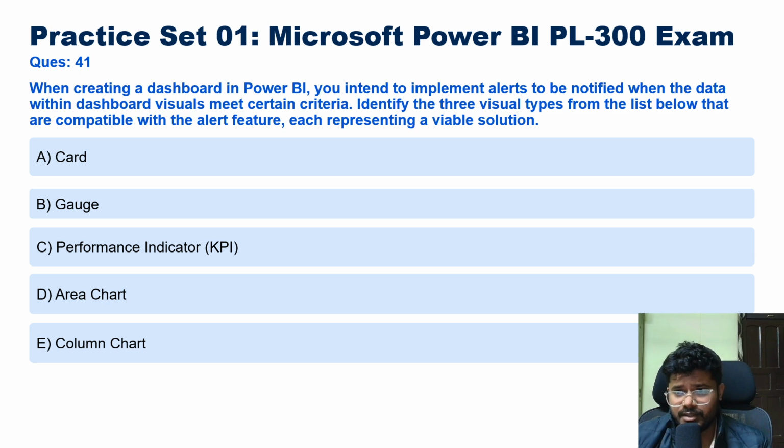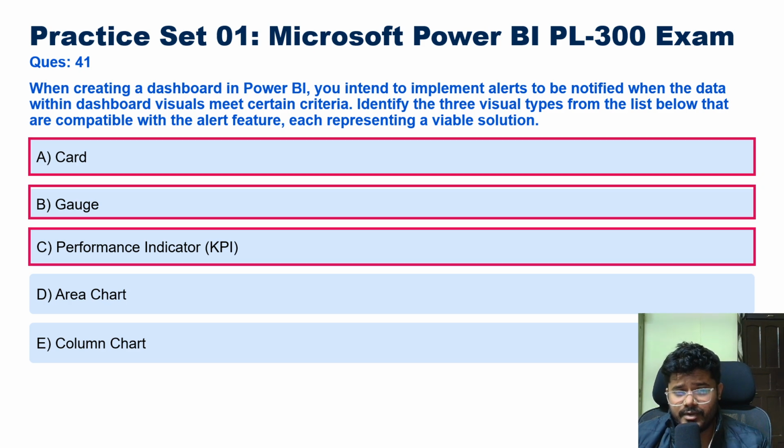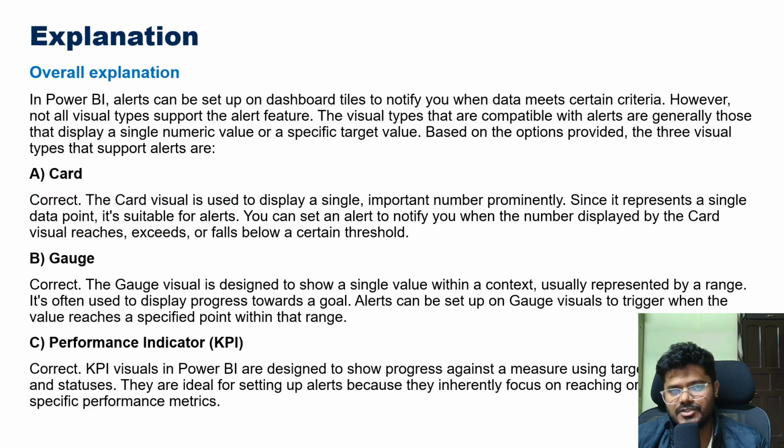Let's see what the three correct options for this question are. These are card, gauge, and performance indicator. So basically, these three visuals are used to set alert types in Power BI Desktop, and then you use these in your charts, and then you set alerts in the Power BI workspace. So the feature is available in the Power BI workspace, but only if you have these visuals used in your report. That covers this question, and now let's see the overall explanation.